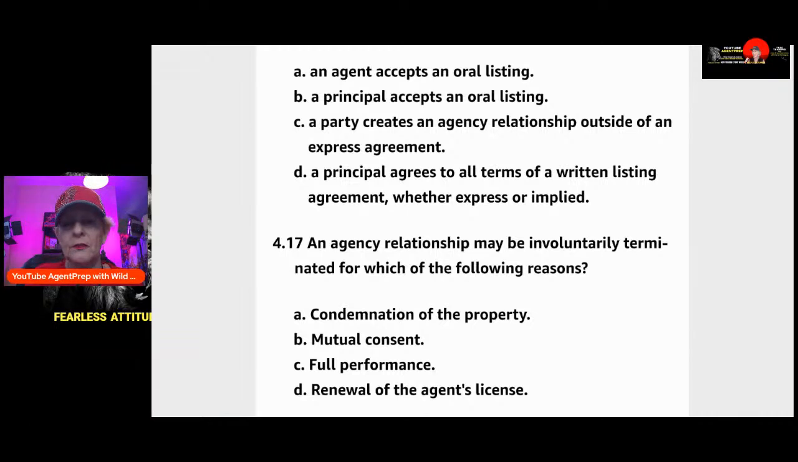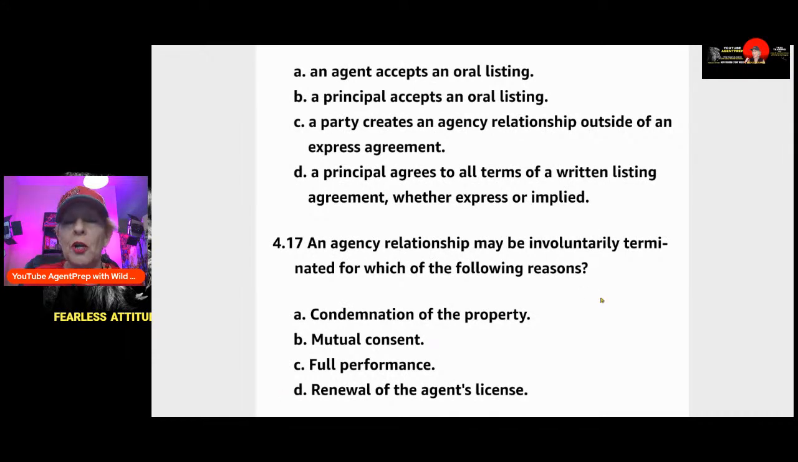Number 17. So that makes sense, right, Paige? Good. Glad you got it. An agency relationship may be involuntarily terminated for which of the following reasons? So an agency relationship, right, there's already something signed, may be involuntarily, okay, they didn't volunteer to terminate it, for which of the following reasons? A, condemnation of the property. B, mutual consent. C, full performance. Or D, renewal of the agent's license.